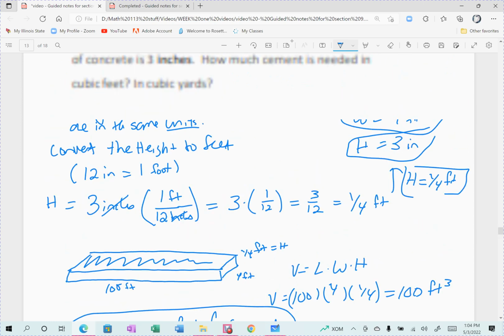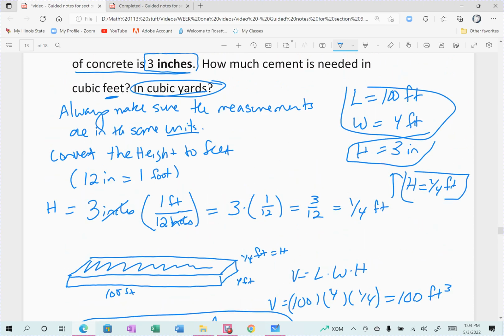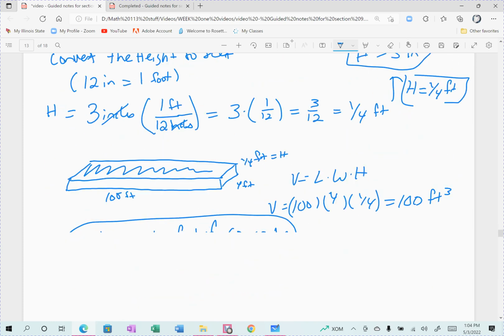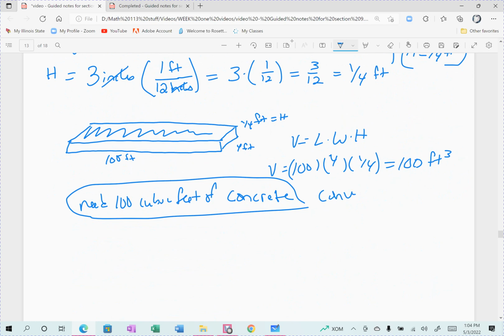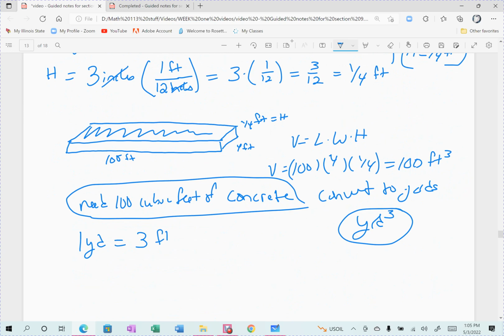Then they also asked, this is where sort of a throwback to an old question from the first unit. We want to know, well, what would that be in cubic yards? So now I need to convert to yards. Specifically, cubic yards. So yards cubed. All right, so if you go look up in your table, you get for every 1 yard, it's equal to 3 feet. Well, I want to go from 100 feet cubed to yards cubed. And so I need this to be in cubes.